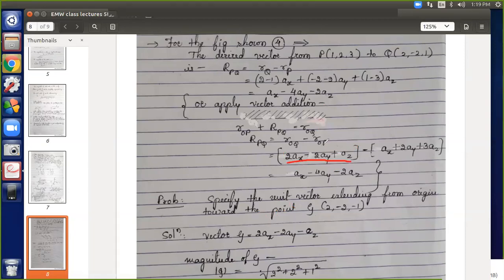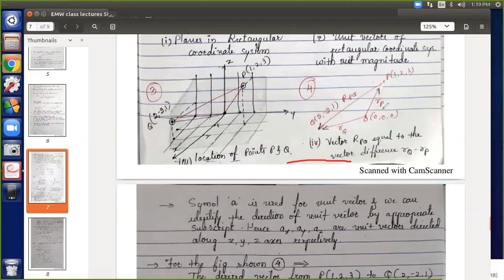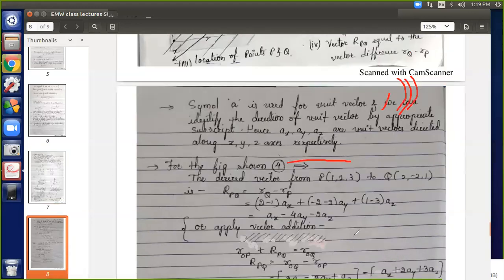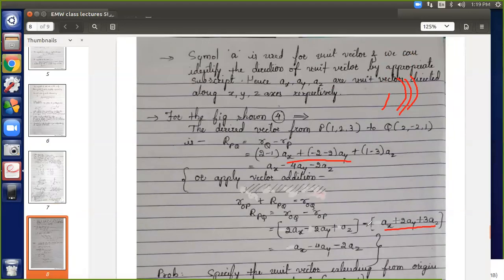Similarly, OP: 1 minus 0, 2 minus 0, 3 minus 0. So the same thing we will get, but this negative sign is there. So again subtract 2 minus 1, minus 2 minus 2, 1 minus 3. So you will get this. So again the answer is the same. You will get both the same. So better you go for vector addition. You will get this vector. I hope you have understood it till this.